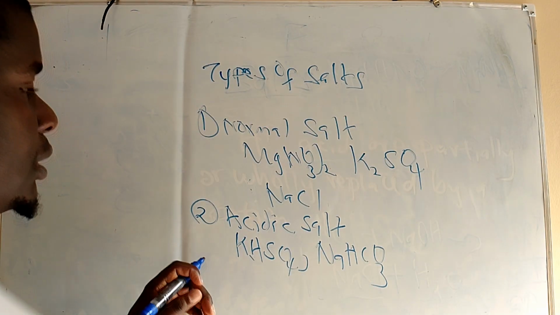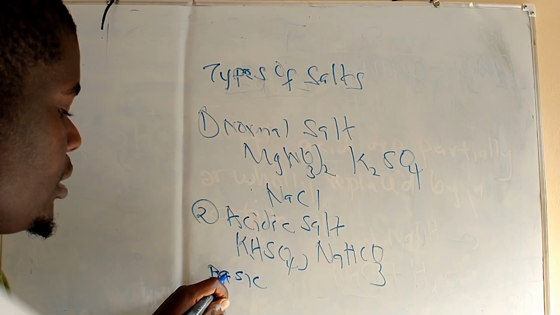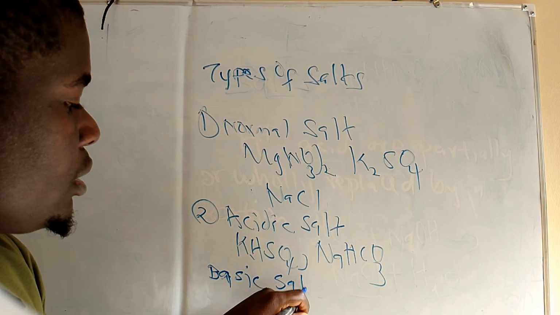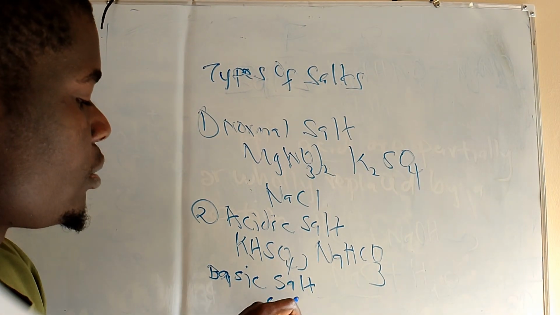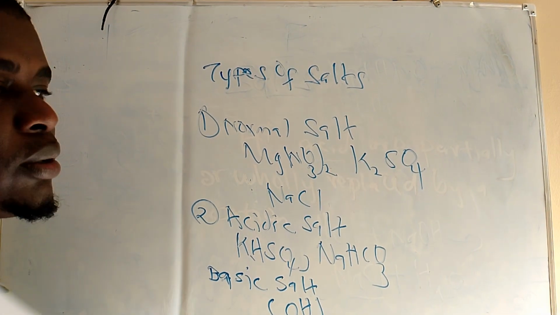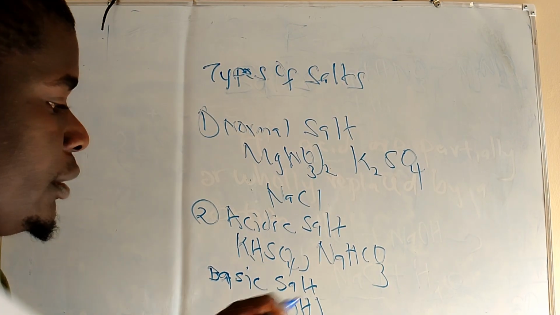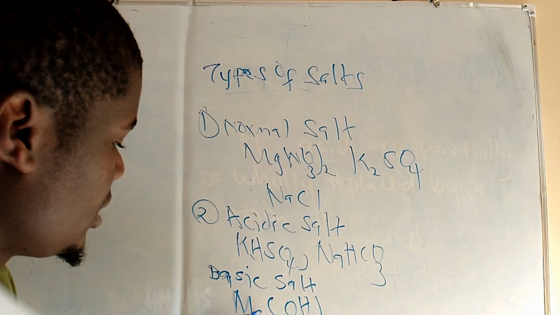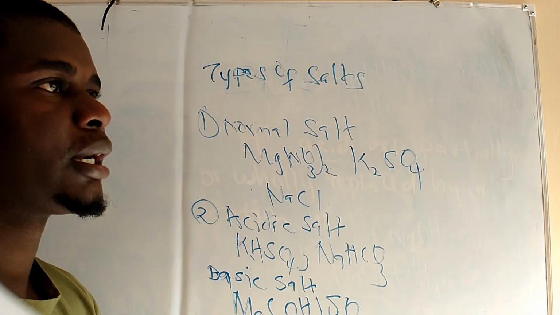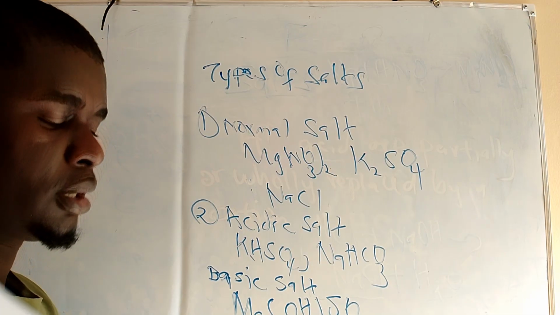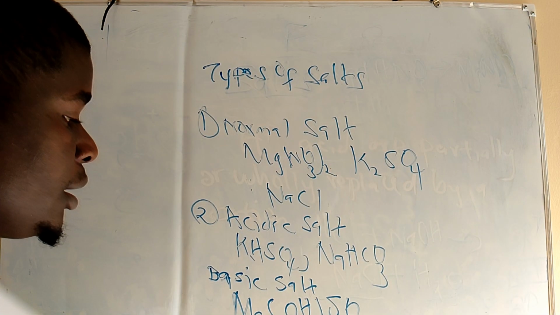Another type of salt is basic salt. Basic salts just contain the hydroxide ion. That is like basic magnesium sulfate. It can be written as basic magnesium sulfate. You can have basic potassium sulfate. They contain the hydroxide ions.